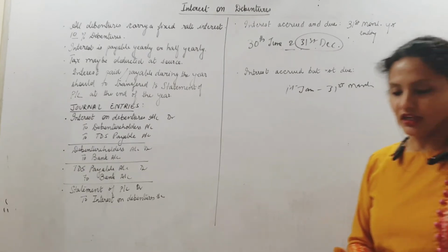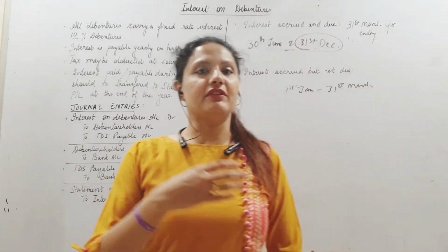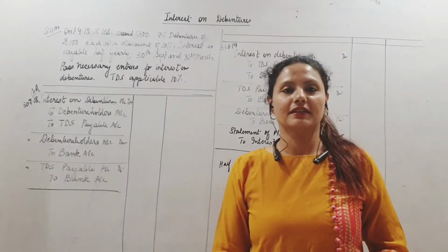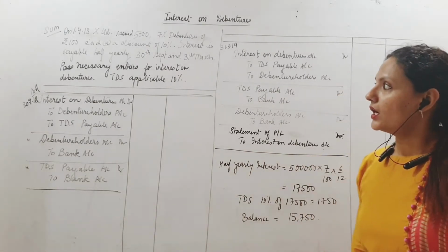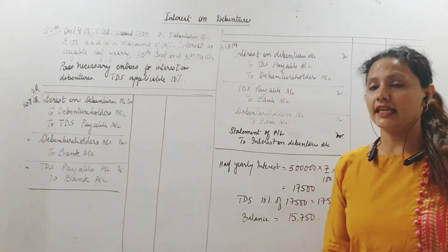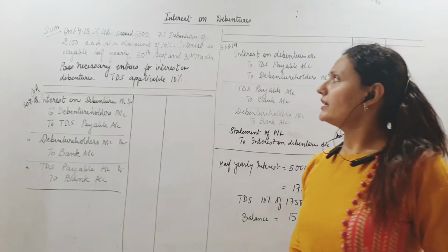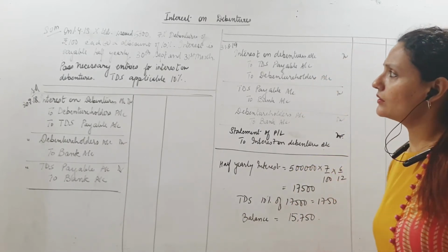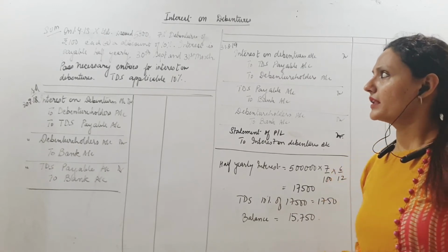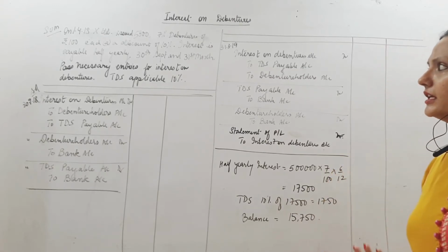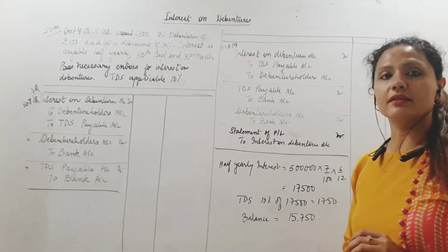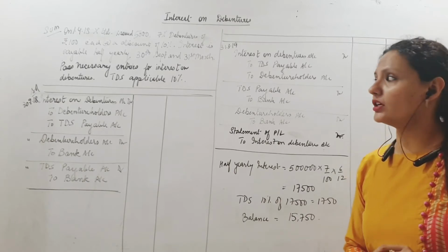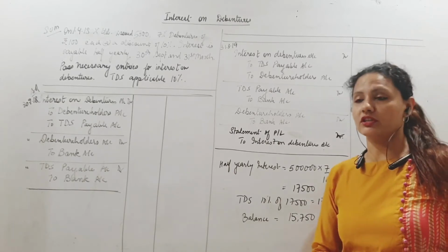Okay. So now we go to a sum where we just put in the figures in these simple journal entries. So here's the sum for you. On 1st April 2018, X Limited issued 5,000 7% debentures of 100 each at a discount of 10%. Okay. Interest is payable half yearly, 30th September and 31st March. Pass necessary entries for interest on debentures. TDS applicable is also given to you, 10%.